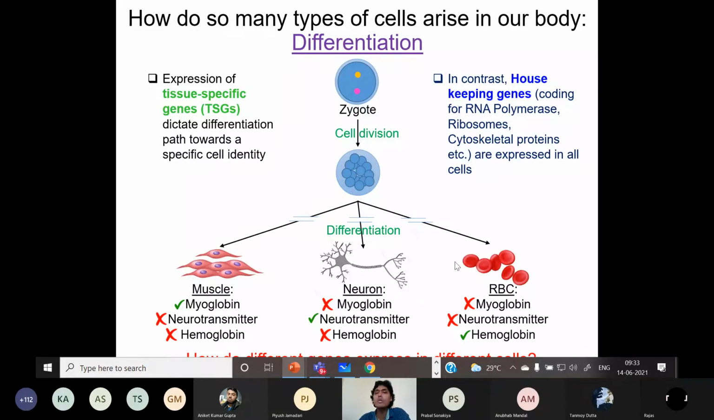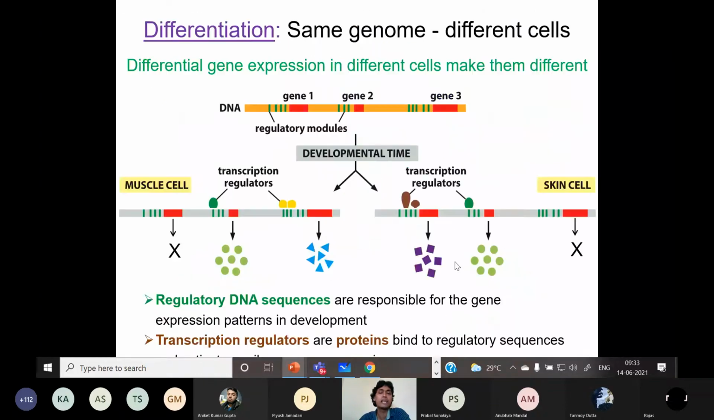Now, how does it happen? I actually mentioned a little bit of that during the lac operon, but here you will get a bit of an idea: the same genome is present in different cells, but they work in a different way. The differential gene expression in different cells makes them different.